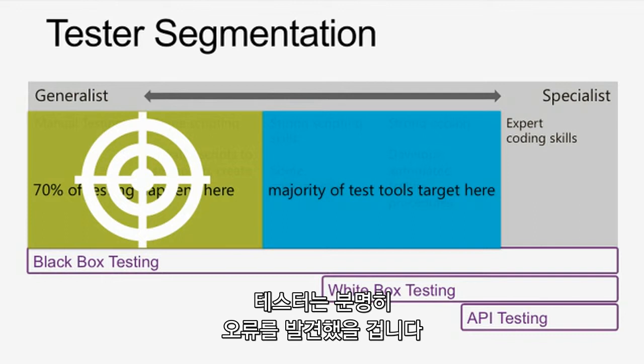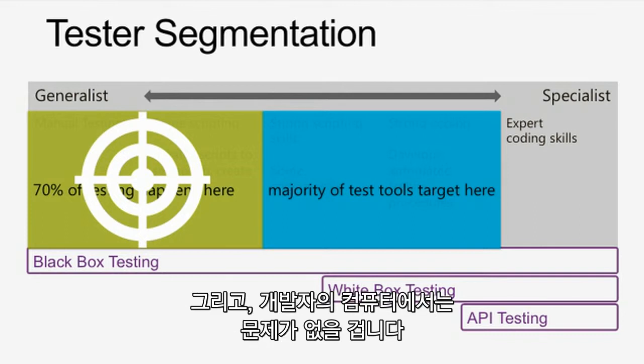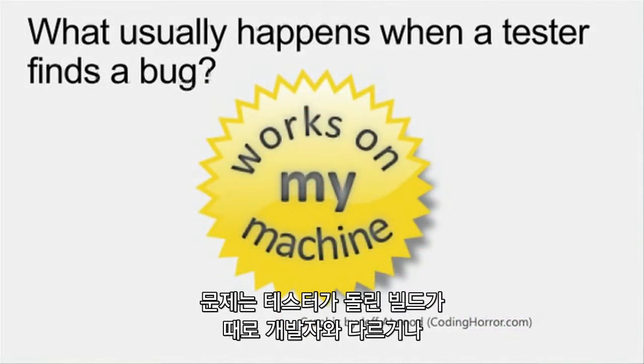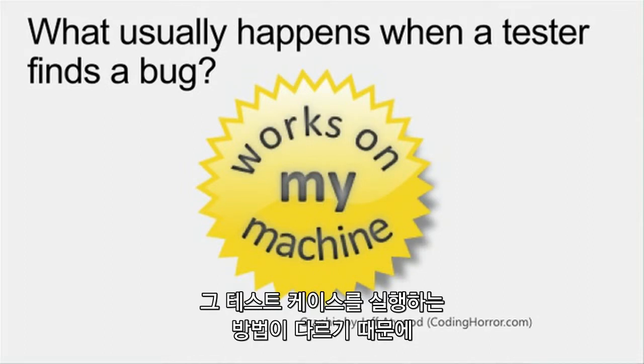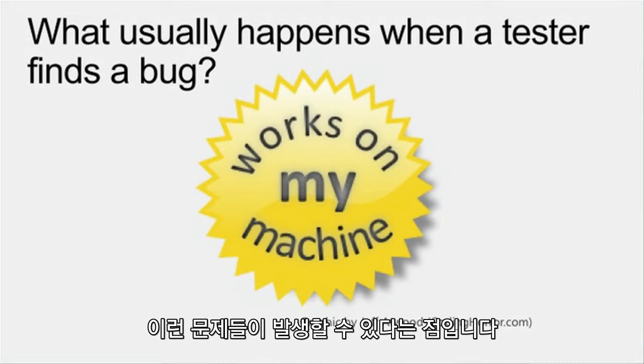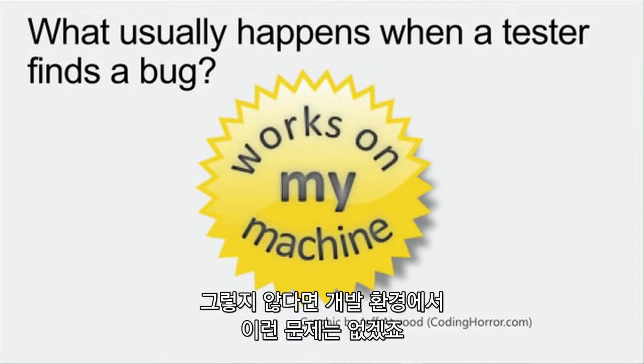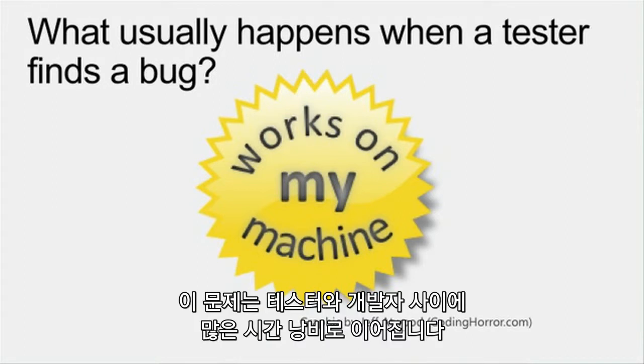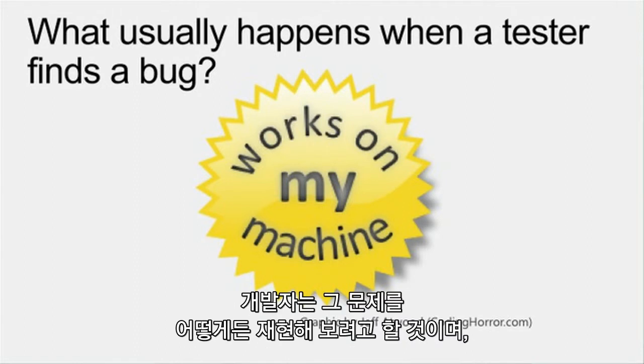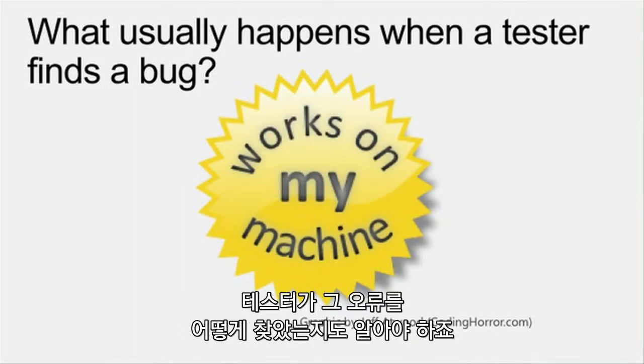The reality is that the tester probably did find a legitimate bug, and it probably does work on the development machine. But the problem is that sometimes there's a disconnect between the build that the tester is running or the way in which they executed a particular test case, which can lead to testing problems that otherwise don't surface within the development environment. And so there's a lot of time wasted going back and forth between testers and developers to try to understand how the developer tried to recreate the issue and why the tester was able to find a bug.